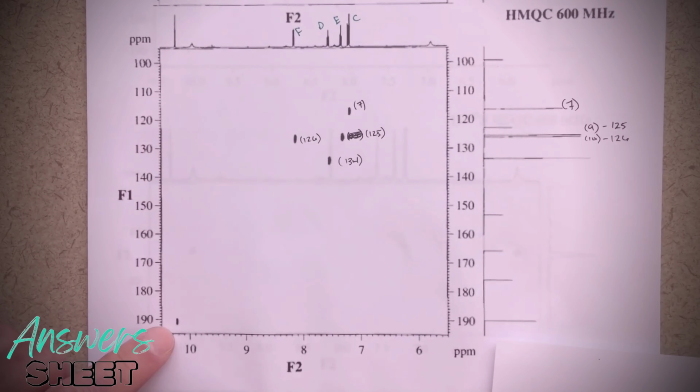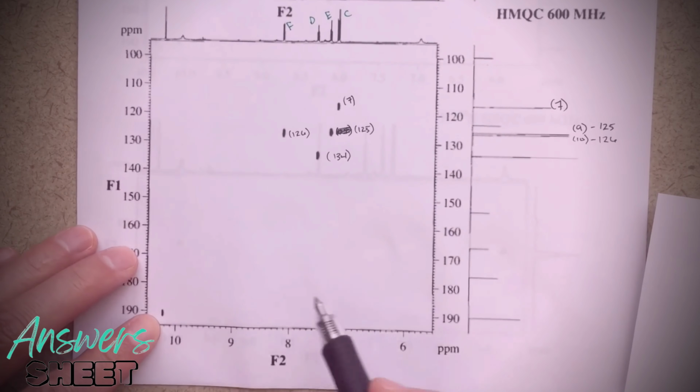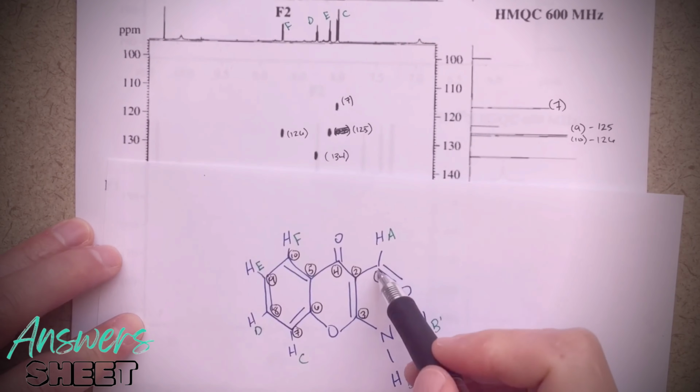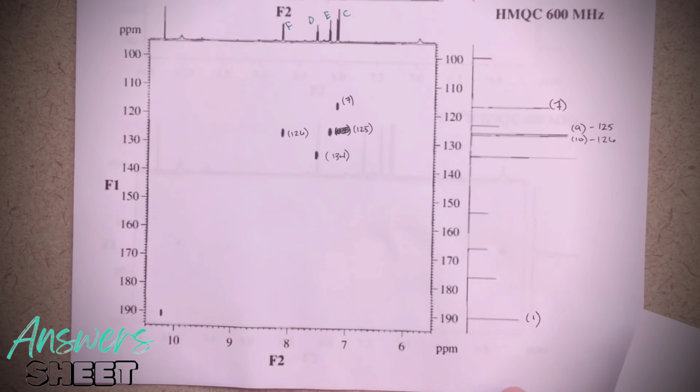Oh, there is also, we forgot about our aldehyde. We already sort of knew that though. So this aldehyde peak here, that's number 1. So on our carbon NMR, that's going to be number 1 there, the peak at 190.